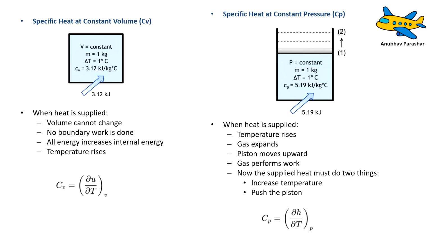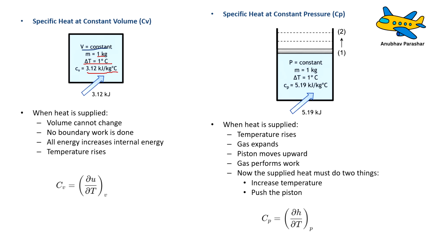The specific heat at constant volume. Suppose we have a container whose volume is constant. It has a substance whose mass is 1 kg. I want to increase the temperature by 1 degree centigrade, and given that CV, the specific heat at constant volume, is 3.12 kilojoule per kg. Okay, so what does it mean?